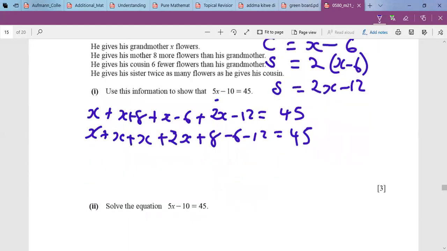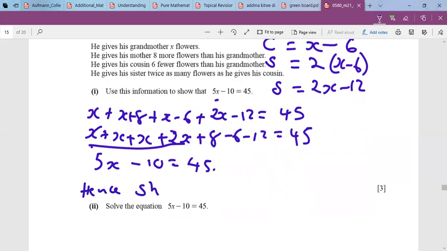So when we add up here, we get 5x. 8 minus 6 is 2. All right? 2 minus 12, negative 10, is equal to 45. We are done. You can even say, hence shown that 5x minus 10 is equal to 45.